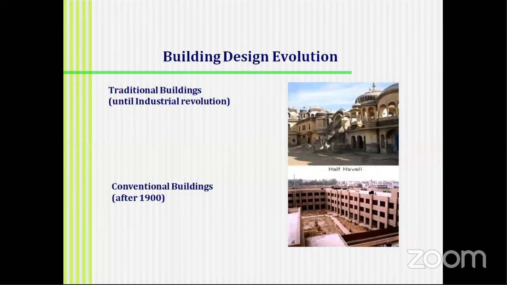And later, of course, with the Industrial Revolution, there were the industries for cement and steel. And we came into the mode of a functional building, much more functional. And they incorporated some energy efficient components in their design. For example, we did have chajjas, we did have ventilators, and we had courtyards. So this was there in the planning. So this was in the conventional buildings, which were in the early 1900s.